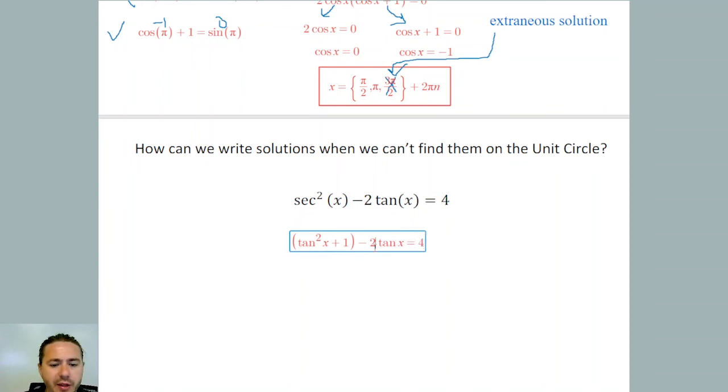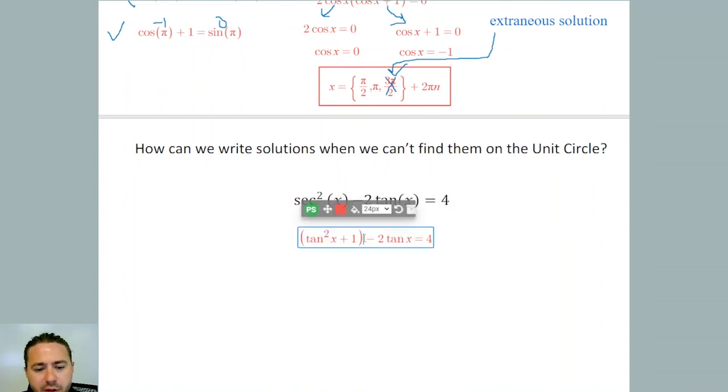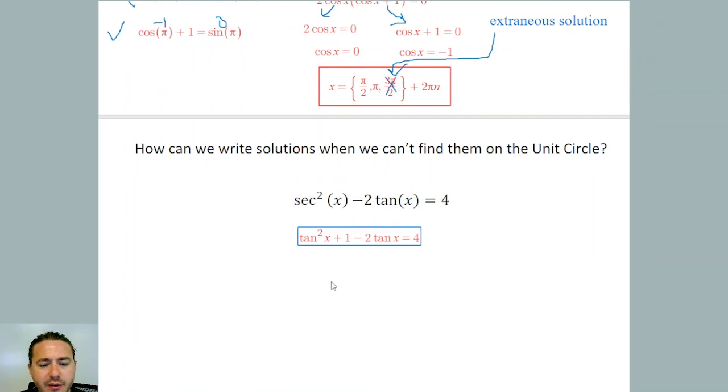So what I'm going to do is kind of play with this a little bit. I'm going to move some things around so that I can actually solve this. It looks like this is going to turn into a factoring problem. So I'm going to subtract 4 from both sides. 1 minus 4 is negative 3. I'm also just going to rearrange slightly. I'm going to put my squared term first, and I'm going to put my non-squared term next, so minus 2 tangent x. And then I've got 1 minus 4 is negative 3.